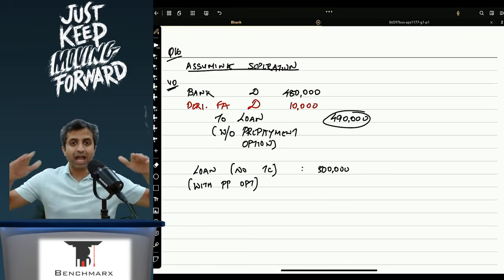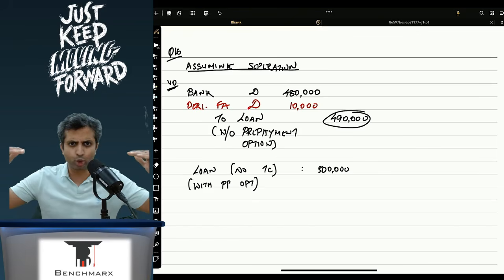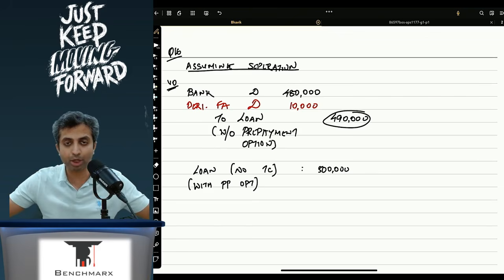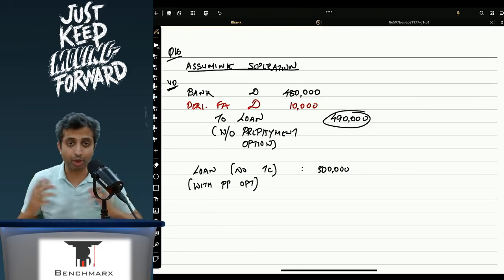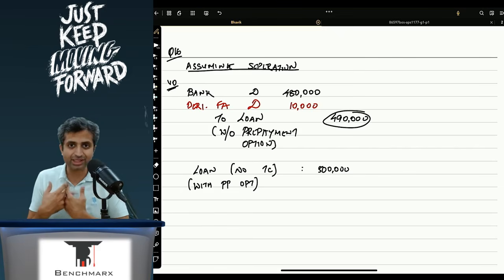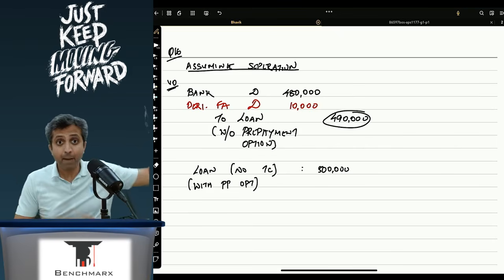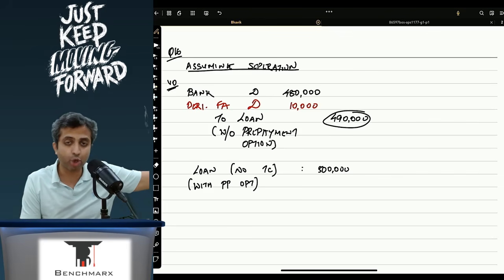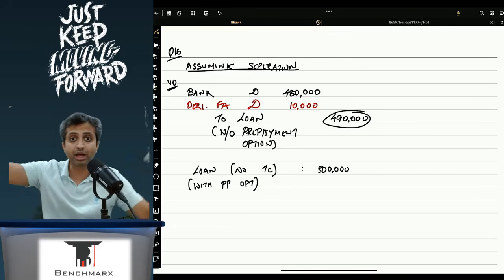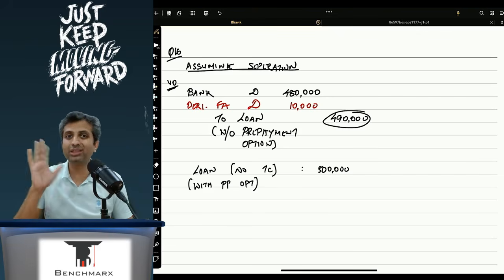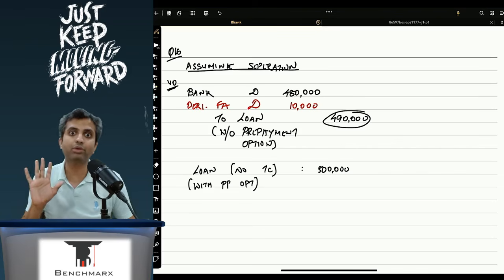So if I had a choice between two loans of 5 lakhs, one without the prepayment option and one with the prepayment option, and I am the lender who is actually investing, a lender would say, why will I take the loan with the prepayment option? Because usually the borrower will prepay the money if the market interest rates fall, and hence I don't want a loan with the prepayment option. I will prefer a loan without a prepayment option.